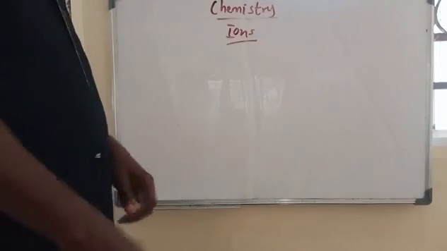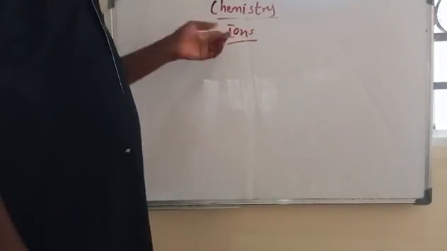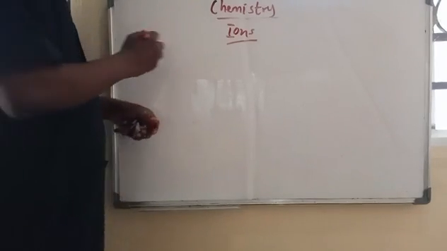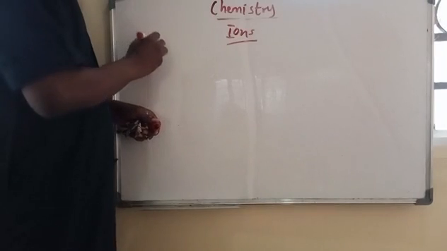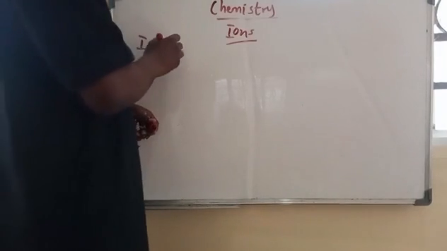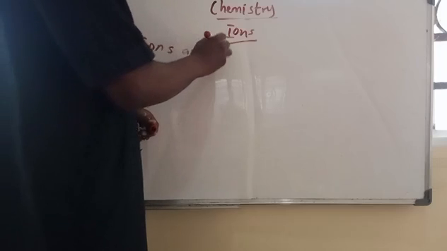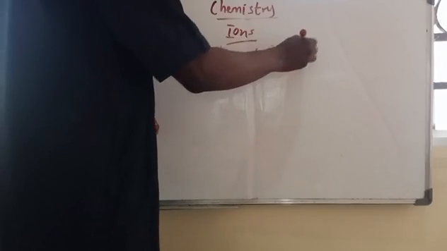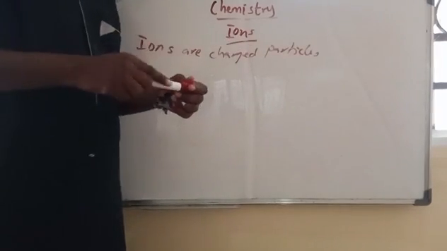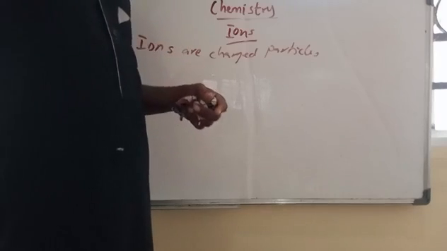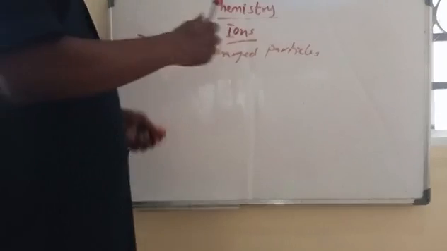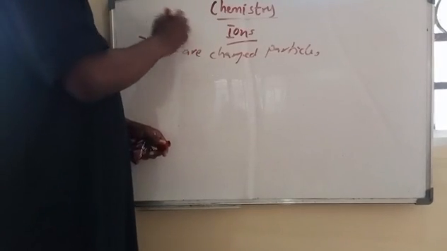Today, we talk about ions. Ions, as we know, are charged particles. This is the common definition of ions. You say ions are charged particles.